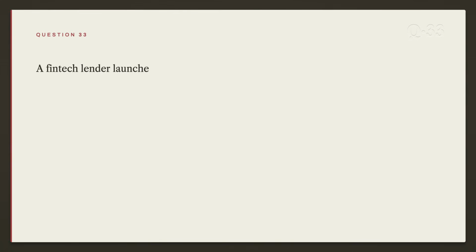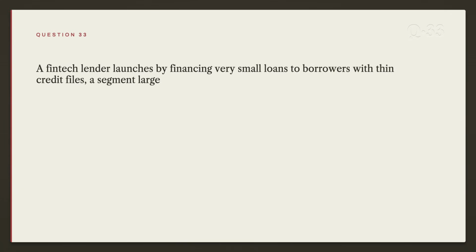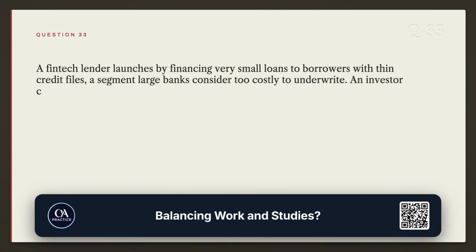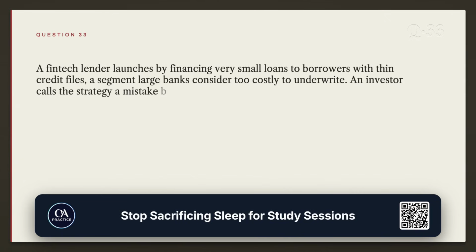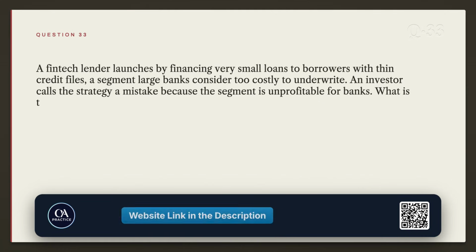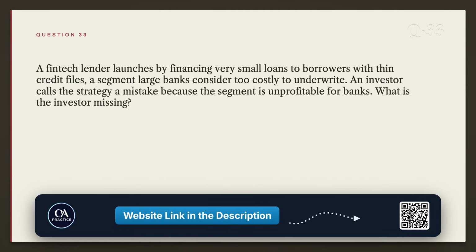Question 33. A fintech lender launches by financing very small loans to borrowers with thin credit files, a segment large banks consider too costly to underwrite. An investor calls the strategy a mistake because the segment is unprofitable for banks. What is the investor missing?